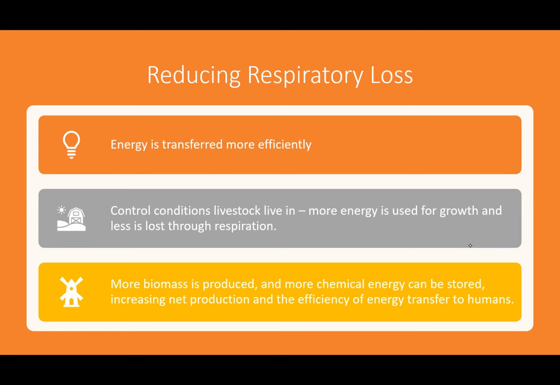So animals may be kept in pens where their movement is restricted. The pens are often indoors and they're kept warm, so less energy again is wasted by generating body heat. This means that more biomass is produced and more chemical energy can be stored, and it increases the net production and the efficiency of energy transfers to humans. So the benefits are that more food can be produced in a shorter space of time, often at a lower cost. However, this is the one that creates most controversy, more than simplifying the food webs.